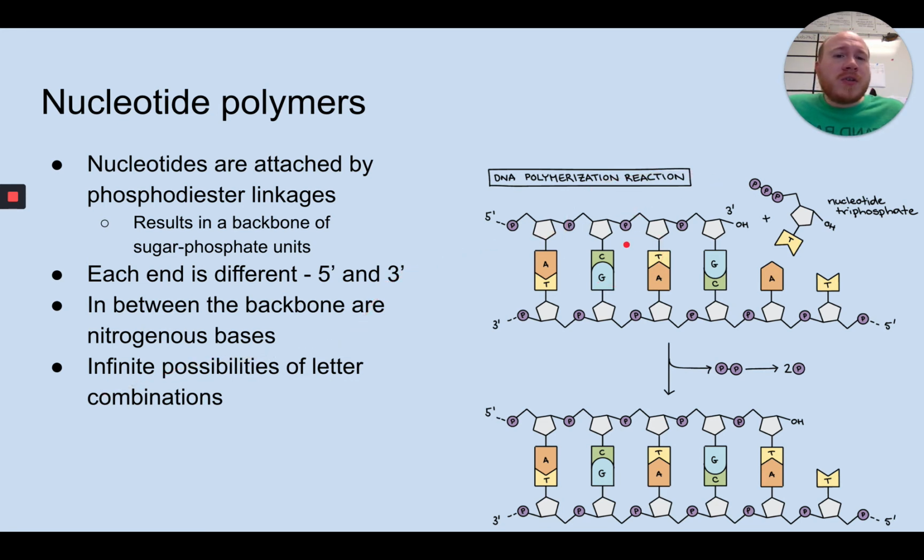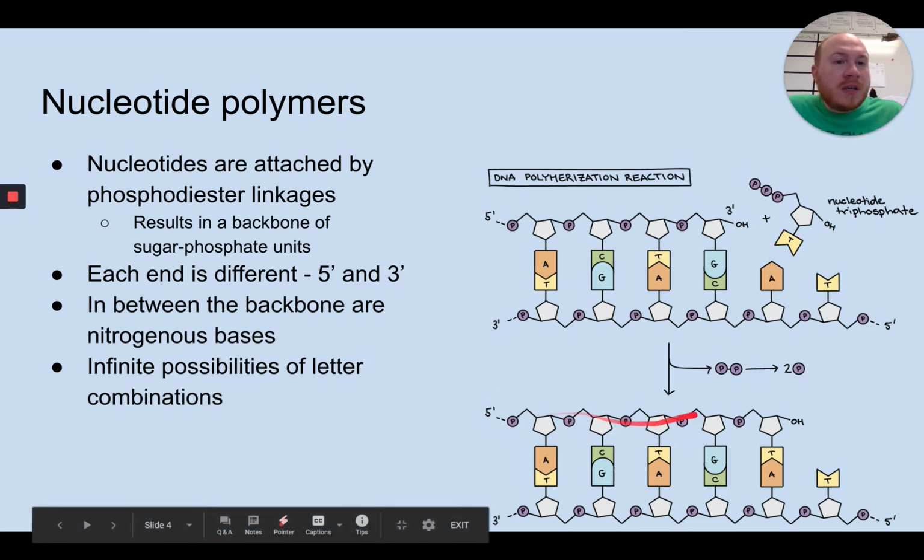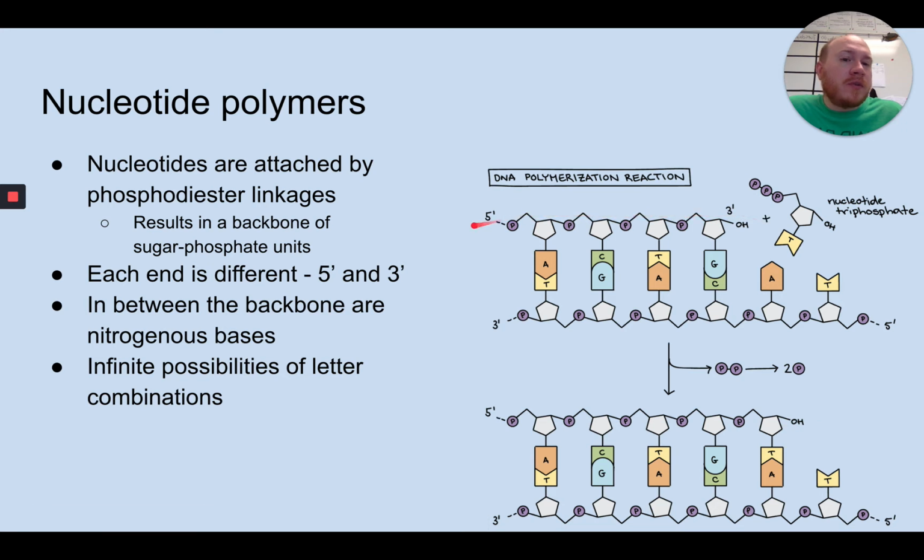The polymerization reaction is really interesting. It's kind of like an ATP molecule with the 3 phosphates. And what happens is the 2 phosphates at the end break off along with the hydrogen here, and it forms the phosphodiester linkage. And it'll just keep doing this. And it does it in a very specific order. It's always 5' to 3'.